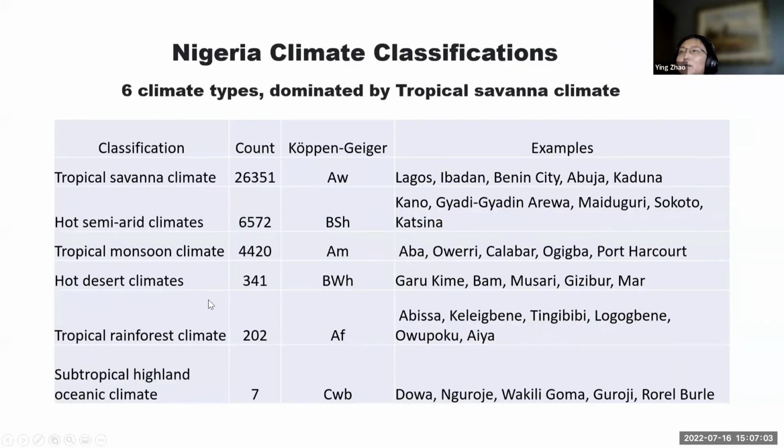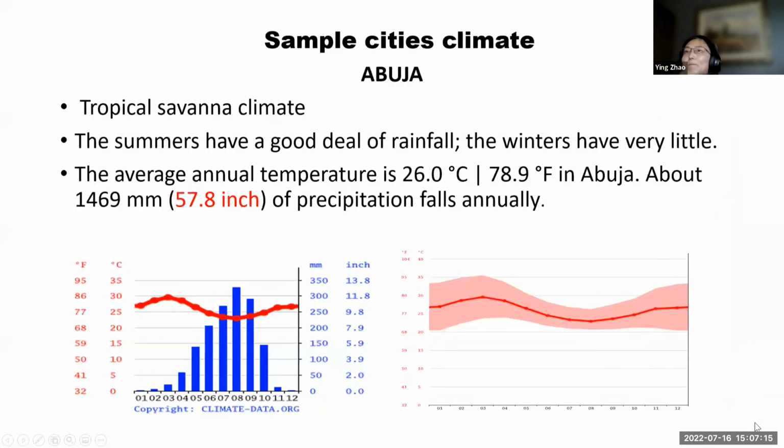So these are a list of these climates, like the savanna climate, and hot and semi-arid. These are typical examples, like the capital Abuja with a savanna climate, which you are more familiar with than me. This is the information plotted on the chart that you can see.